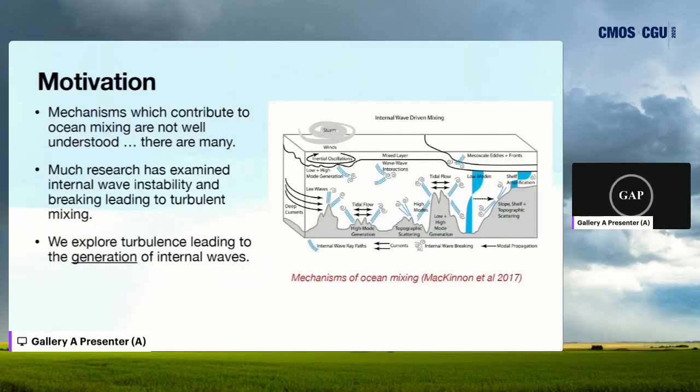Lots of the current research has been focusing on internal wave breaking leading into turbulent mixing. You can see wherever there's a light blue line going to a gray squiggle on that figure, you have internal wave instability going into breaking, which is turbulent mixing. Comparatively less well studied is the inverse problem, which is turbulence leading to the generation of internal waves.